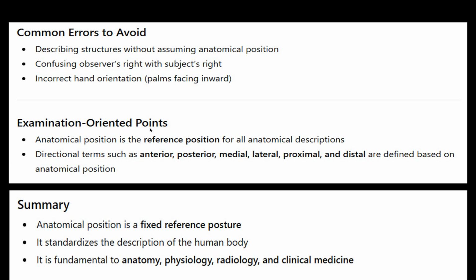Okay, now we have some examination-oriented points, like anatomical position is a reference position for all anatomical description. That is true. Directional terms such as anterior, posterior, medial, lateral, proximal and distal are defined based on the anatomical position. So all these directional terms also depend on the anatomical position. Clear? Now if we summarize the entire session, we can clearly say that anatomical position is a fixed reference posture. It standardizes the description of the human body. It is fundamental to anatomy, physiology, radiology and clinical medicine. Clear? So I hope today's session is clear.